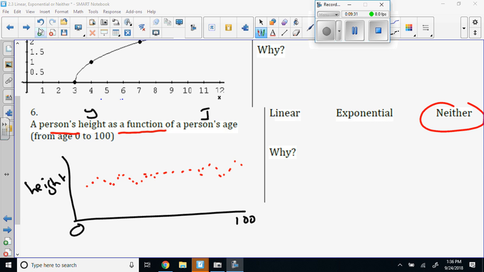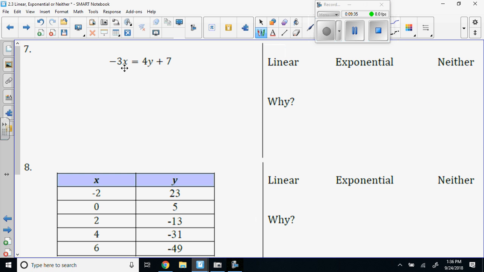All right. What about this right here? Linear, exponential, or neither? Hey, did I give y'all this one? Is this on the back? It's on the back. Good. Linear, exponential, or neither? It is a linear. What form is it in?